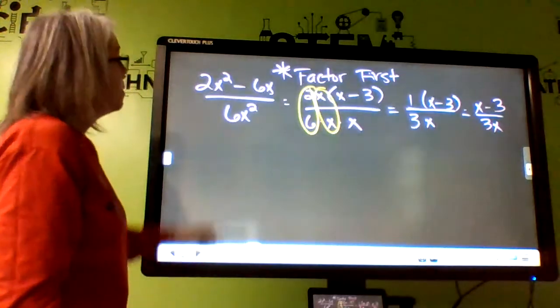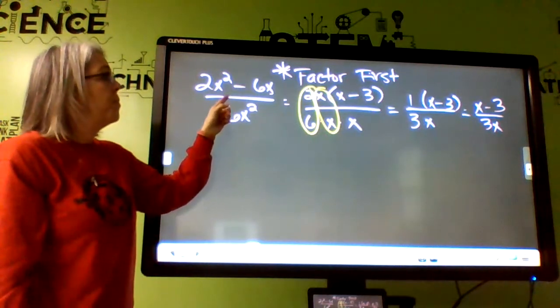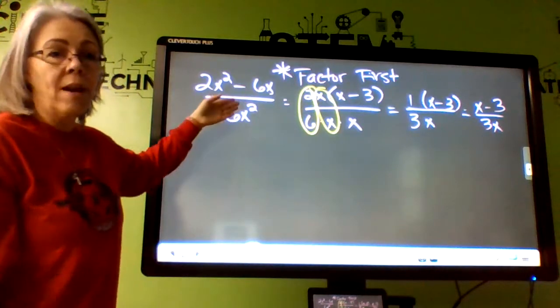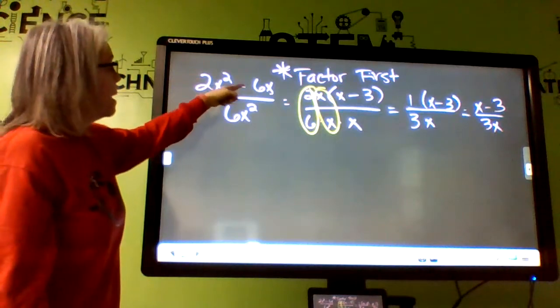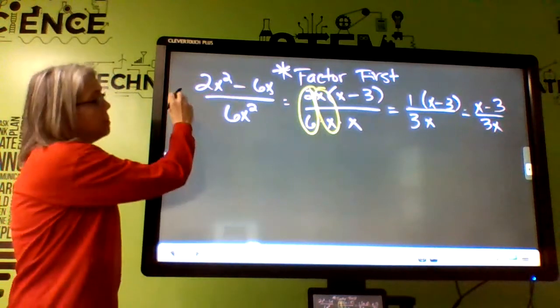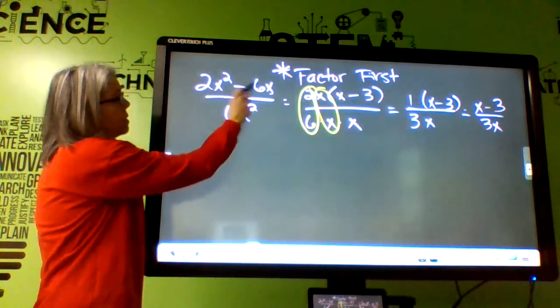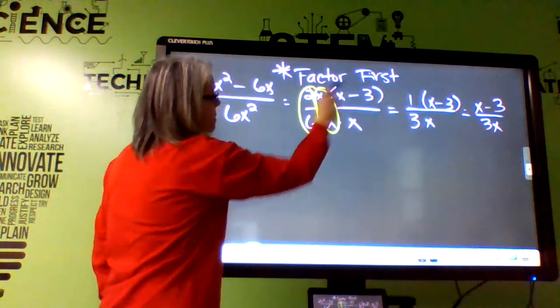So now they're going to give you more complicated problems. The other ones were already in the factored form and you just simplified them. Now you're going to have to factor them and then simplify them. So 2x squared minus 6x, what's in common between these? 2x, right? The whole numbers and then the variables. When you factor a 2x out, you're left with x minus 3.